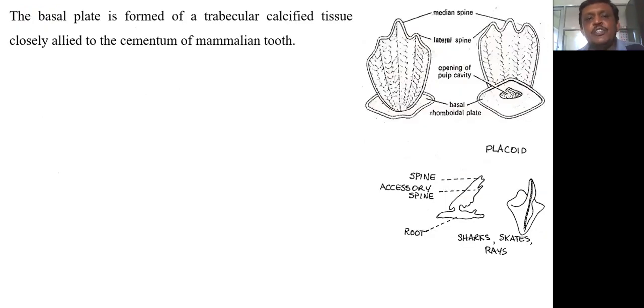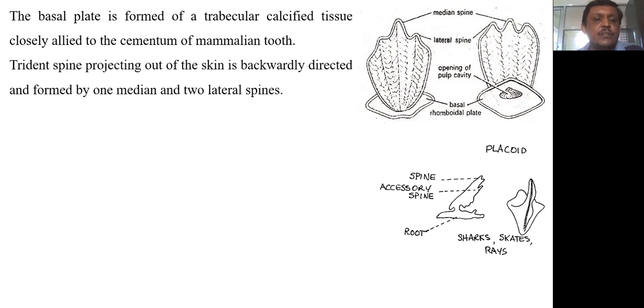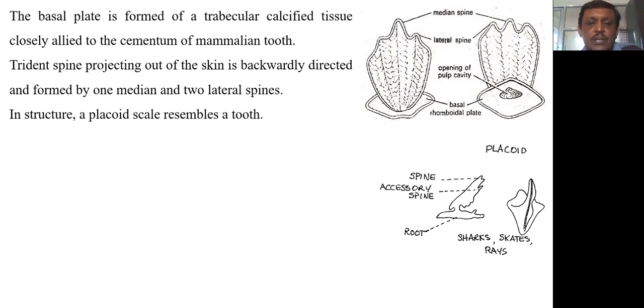The basal plate is formed of a trabecular calcified tissue closely allied to the cementum of a mammalian tooth. As with the mammalian tooth, this basal plate also has the same structure. The triradiant spine, which is vertically present, projects out of the skin, is backwardly directed and is formed by one median spine, also seen in the diagram, and two lateral spines. In structure, a placoid scale resembles a tooth in case of most of the mammals.